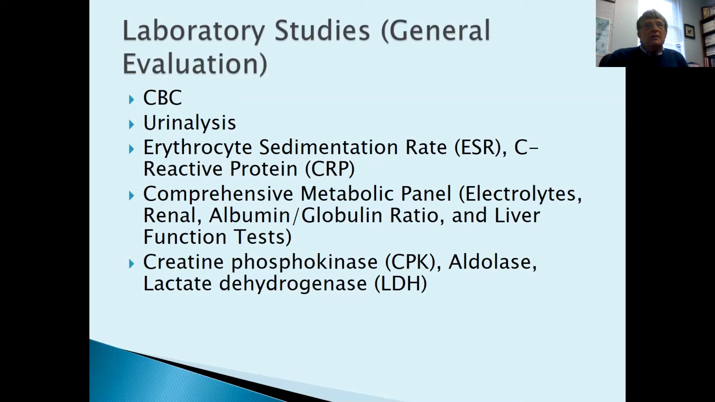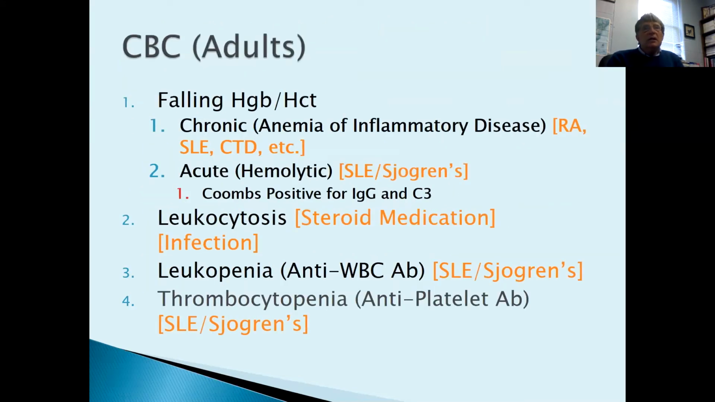This outlines the basic laboratory tests that we should do and baseline for all patients: the CBC, urinalysis, sedimentation rate, C-reactive protein, the comprehensive metabolic panel, and muscle enzymes. The CBC is going to show us, again, possibly the anemia of inflammatory disease. It also may show an acute hemolytic process, which we may see in some of our patients with lupus and Sjogren's. It may show a low white count or a high white count.